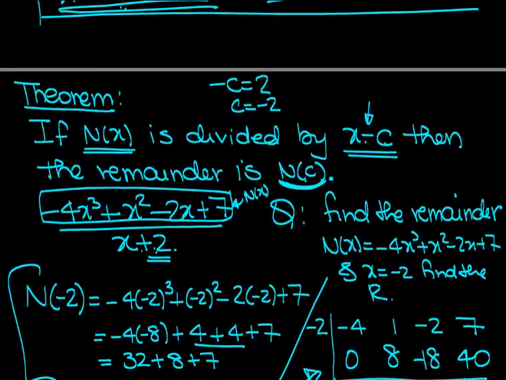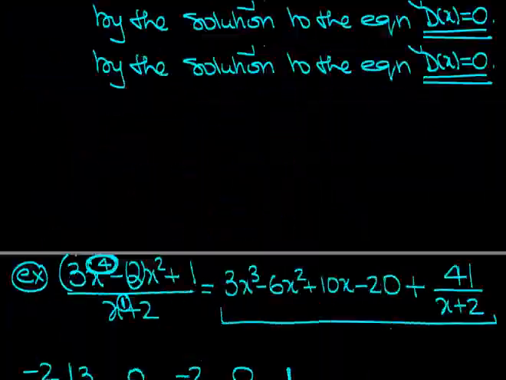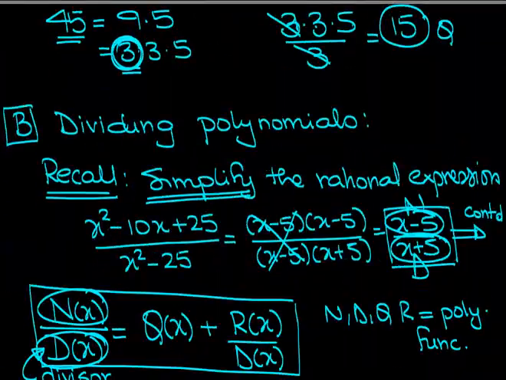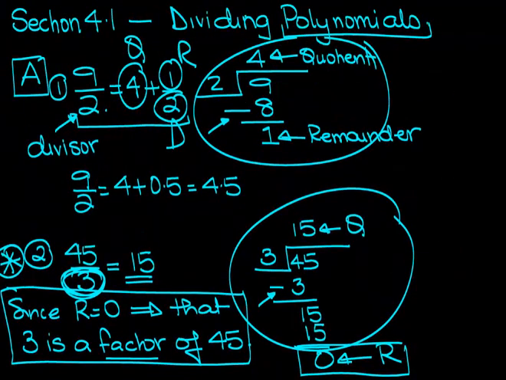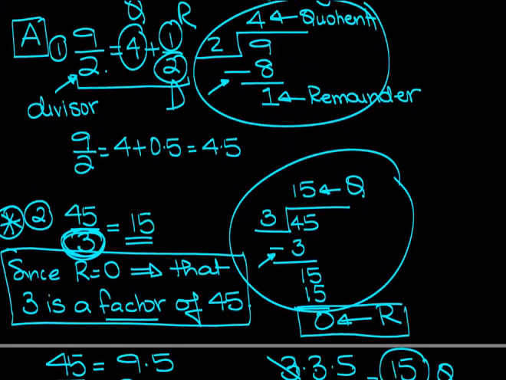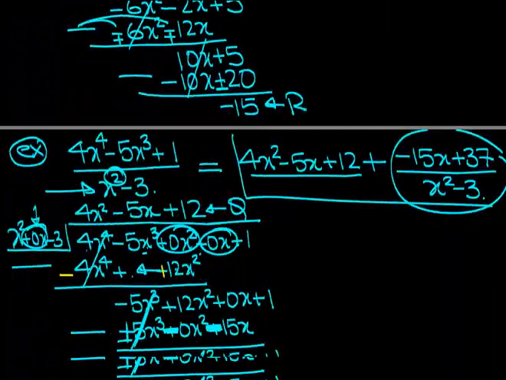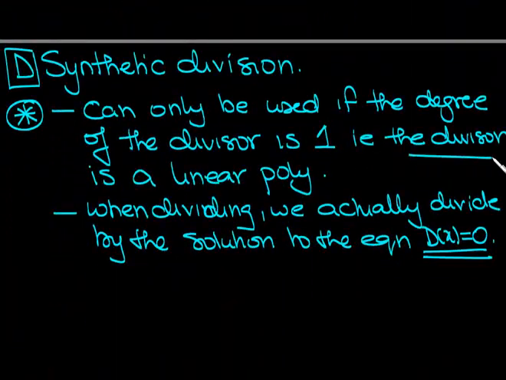So in this section we learned two different ways to divide polynomials, synthetic and long division. Just remember a couple things. Long division always works, but synthetic division only works if the divisor has degree 1 or it's linear. Okay, so keep that in mind. In both cases, if there are terms missing, make sure you guys put placeholders. And then also with synthetic division, you're actually not dividing by the d of x, a polynomial in the denominator. You're dividing by the solution to this equation, where you take the denominator and set it equal to 0.